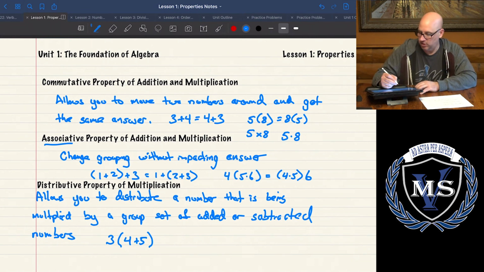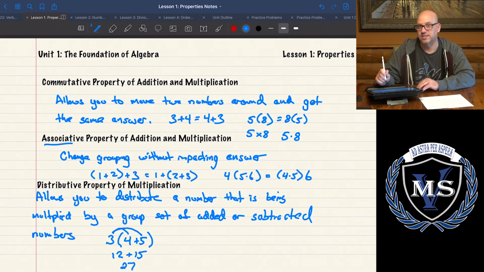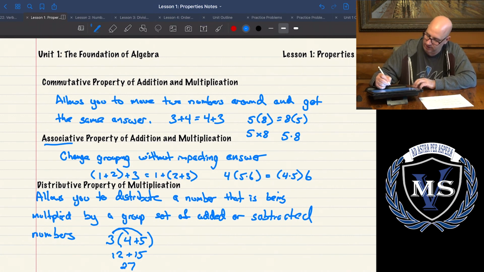What we're saying here is that you can actually take this and multiply it by each of the numbers on the inside. So 3 times 4 is 12, 3 times 5, put the addition here, is 15. You can add those together and you still get your 27. That is a beautiful thing, and we're going to use that a lot. So let me show you one for subtraction.